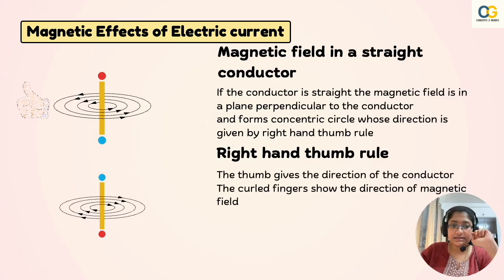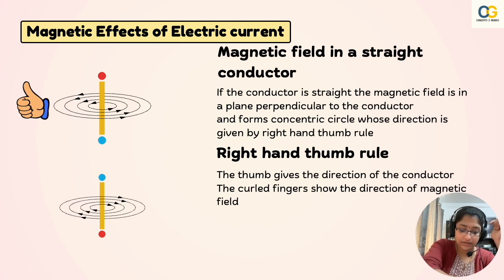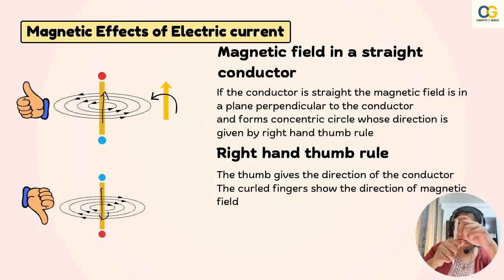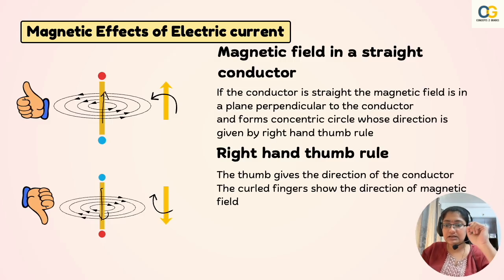So when the conductor is upwards, like the current is flowing up, as we can see here, if the current is going in this direction, the magnetic field will be in this anti-clockwise direction that you see, right? And if the current in the conductor is going downwards, where again I switch my hand, the direction of magnetic field will be in the clockwise direction, which is, as you can see here.